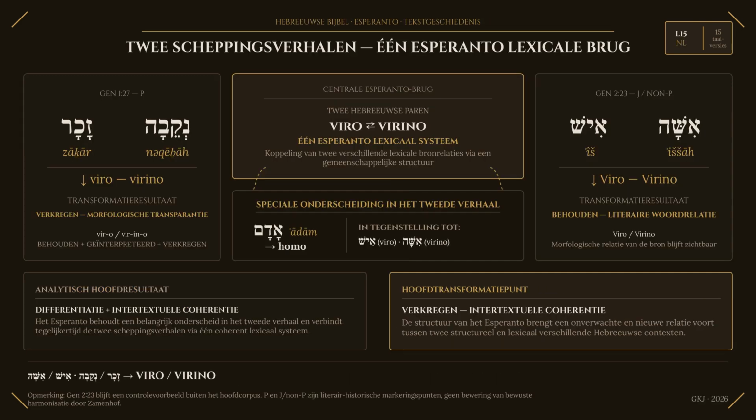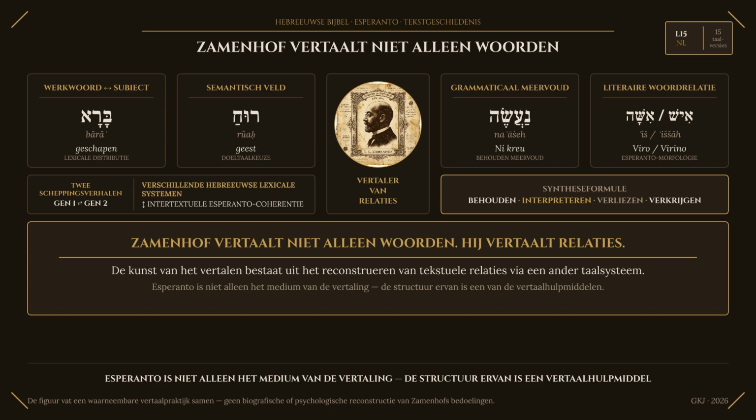Zamenhof also creates lexical bridges across texts. For example, he uses the same Esperanto root for different Hebrew pairs in Genesis chapter 1 and 2, demonstrating an effort to maintain intertextual coherence across the creation narratives. Ultimately, Zamenhof's work shows that he translates relationships, not just words. Esperanto's structure acts as a deliberate tool, allowing him to reconstruct the internal logic and texture of the source texts within a new system.